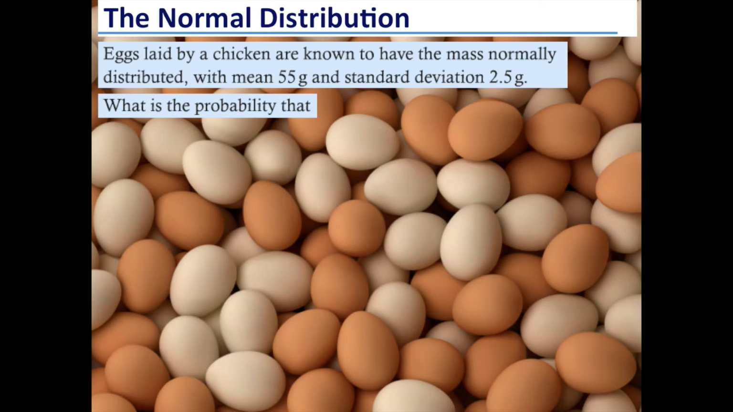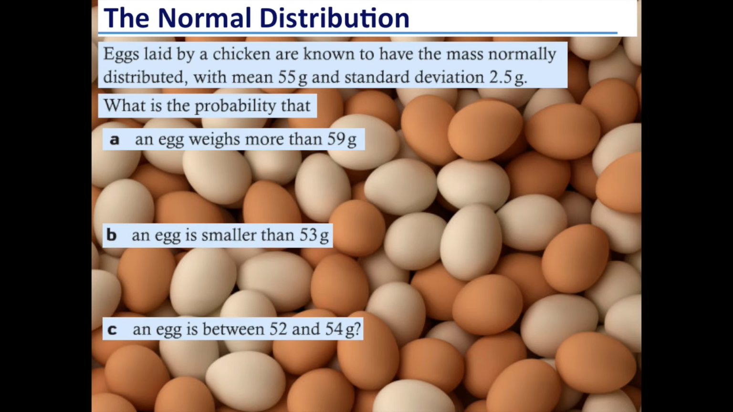For the final section on the normal distribution, I'm going to show you how you can actually use your calculator to find the probability for any normal distribution without actually having to transform it. So suppose we have a question like this. Eggs are laid by a chicken and are known to have the mass normally distributed with mean 55 grams and standard deviation of 2.5 grams. What is the probability that an egg weighs more than 59 grams, an egg is smaller than 53 grams, and an egg is between 52 and 54 grams?